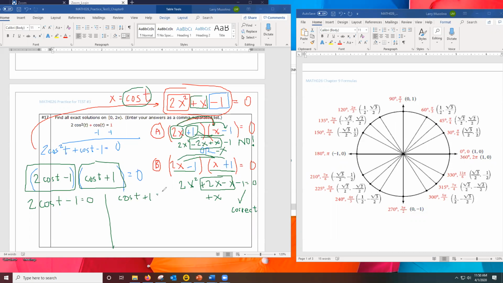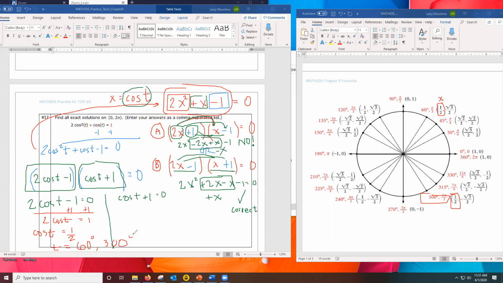I'm going to solve each one of these equations separately. On the left-hand side, I'll add 1 to both sides here. That leaves me with 2 cosine t equals 1. Divide both sides by 2, and that gets me cosine t equals 1/2. Well, I can go to the unit circle. I'm going to look for where the cosine is equal to 1/2. Well, that's the x value. So here's one answer, 60 degrees. And there's another place where the x value is 1/2, way down here at 300 degrees.